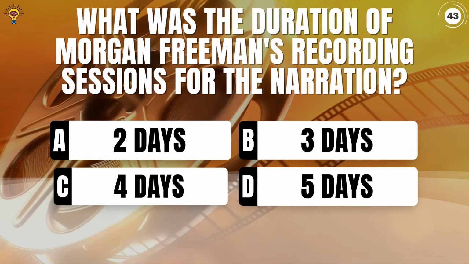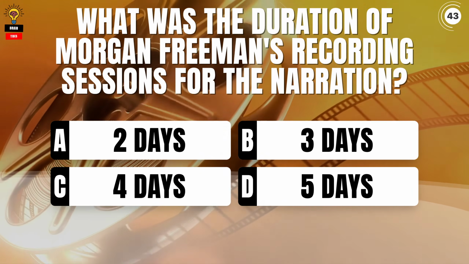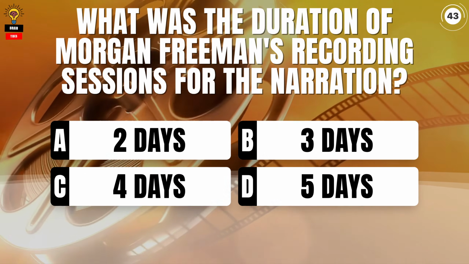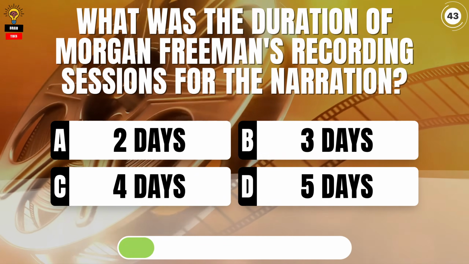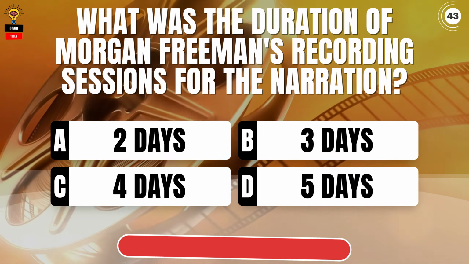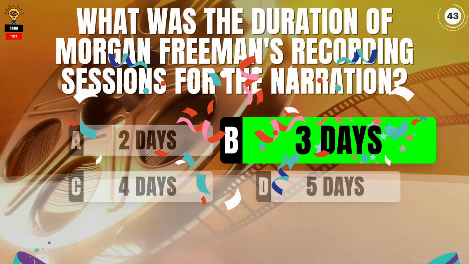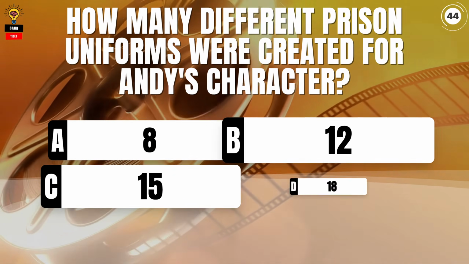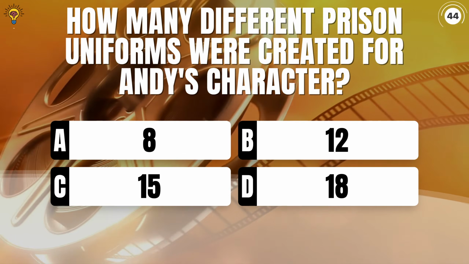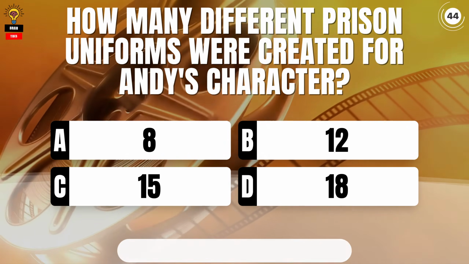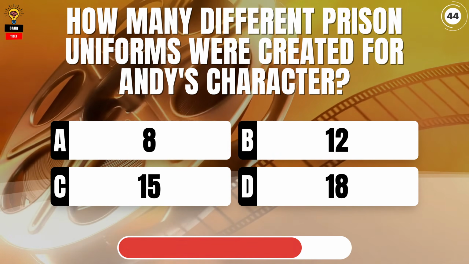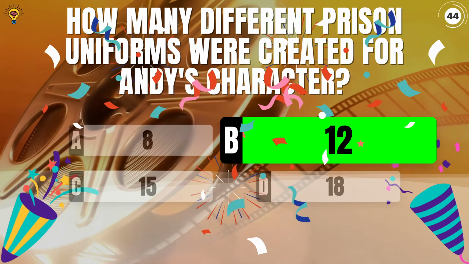What was the duration of Morgan Freeman's recording sessions for the narration? 2 days, 3 days, 4 days, or 5 days? 3 days. How many different prison uniforms were created for Andy's character? 8, 12, 15, or 18? 12.